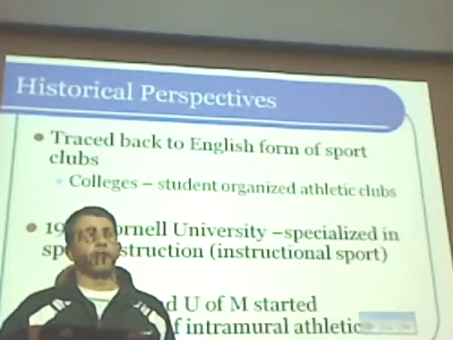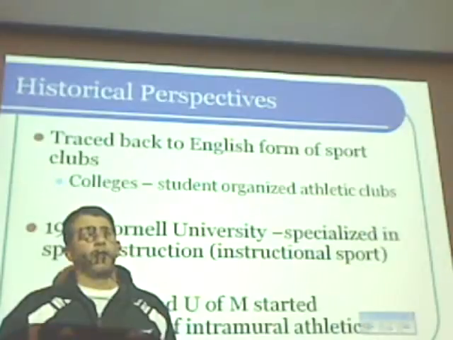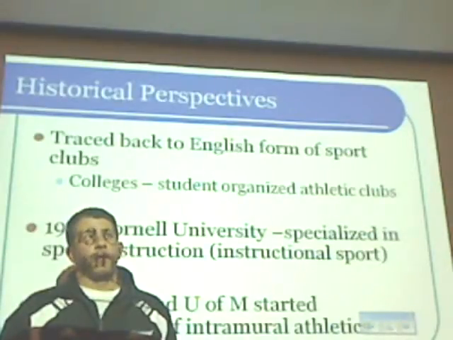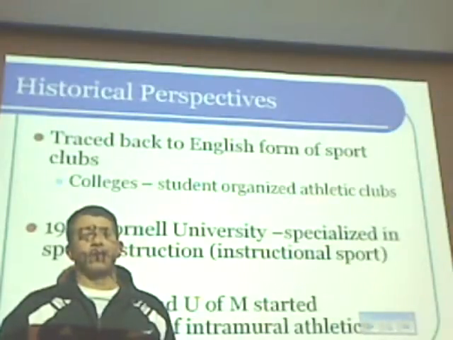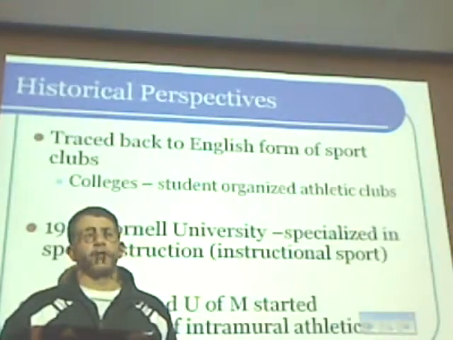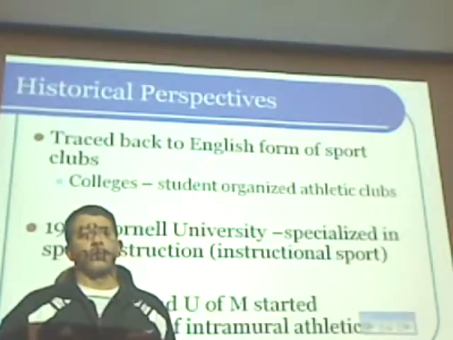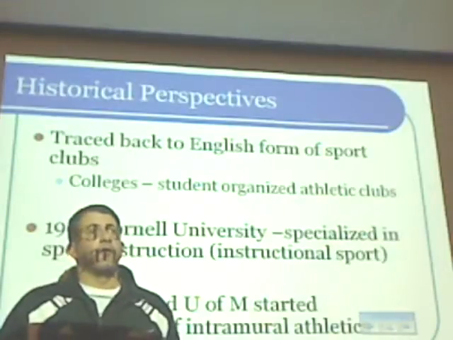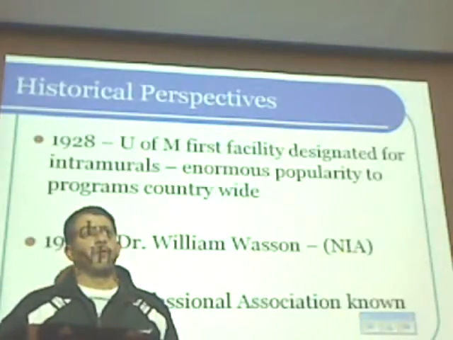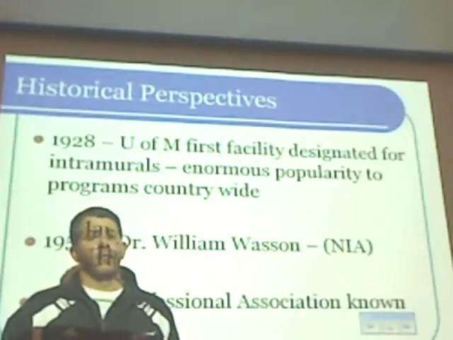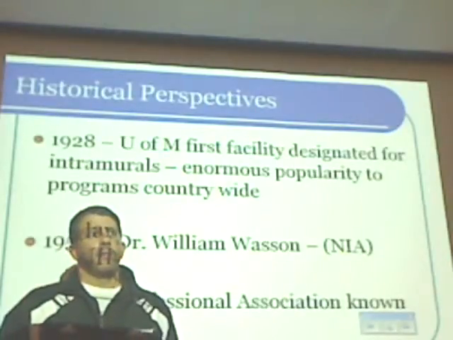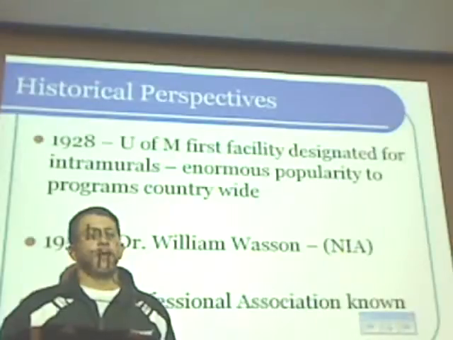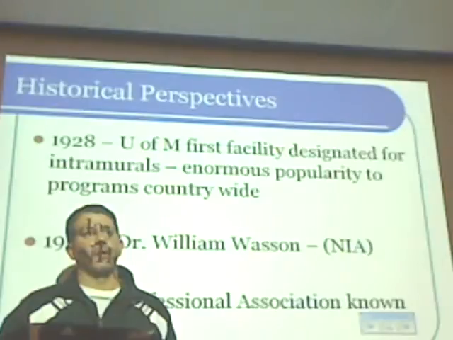In 1913, Ohio State University and the University of Michigan were the first to start intramural departments specifically focused on programming for non-student athletes on these campuses. So those who did not participate in varsity athletics had the opportunity to compete in sport on these campuses. From there, the University of Michigan in 1928 was the first to put efforts and resources into developing a facility specifically for the use of intramural programming.